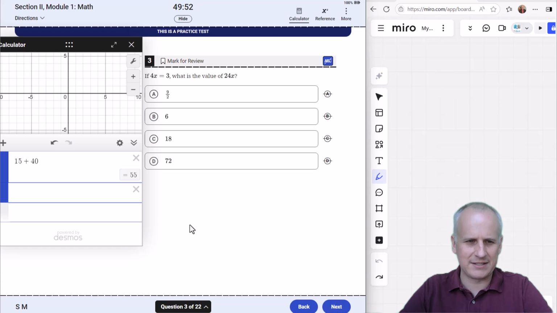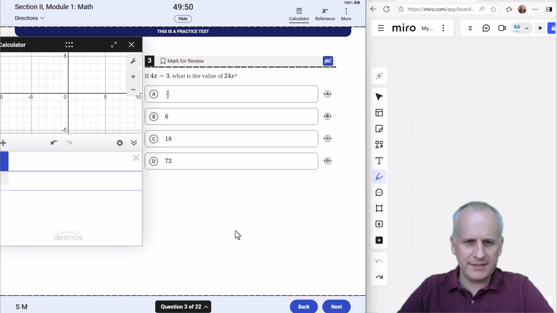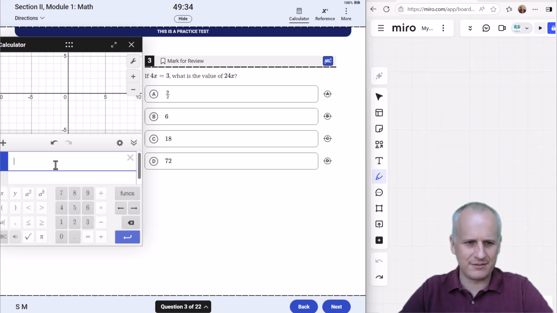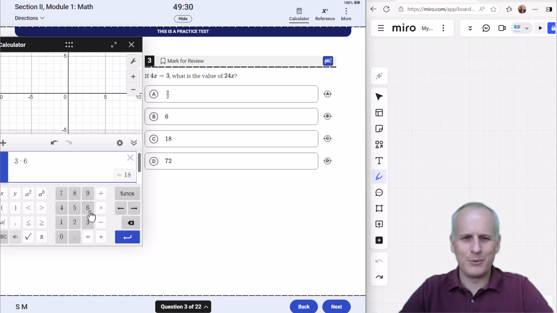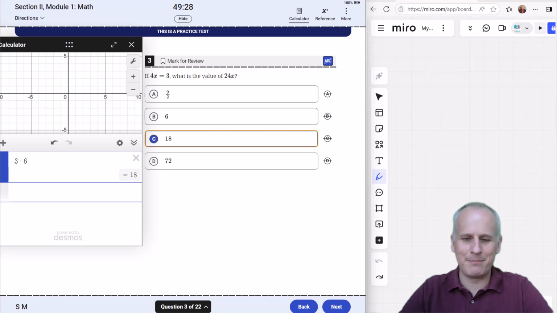We'll move to next. Now, this question here. We've got 4x equals 3. What is the value of 24x? I don't want to waste time solving for x individually. I can see, how do I get from 4 to 24? Well, I just multiply by 6. So I come back over to the calculator. We have our 3. We multiply that by 6. We discover that the answer is 18, and I'm done. And I don't want to unnecessarily solve for undesired individual variables, and I can just make this a really fast question.